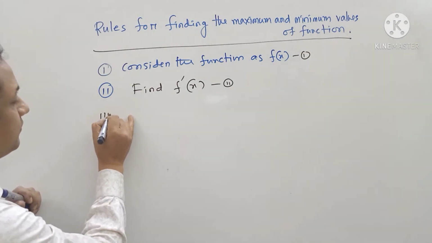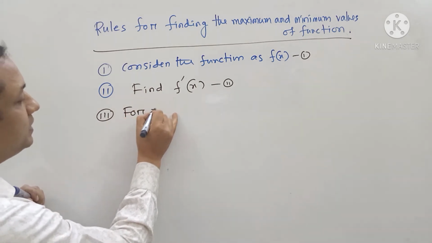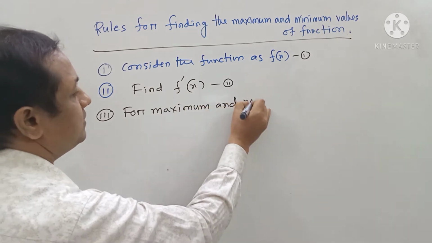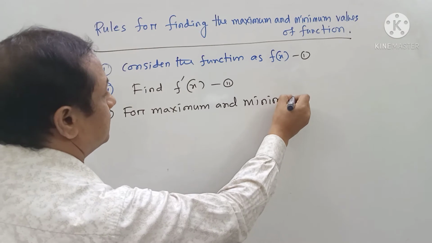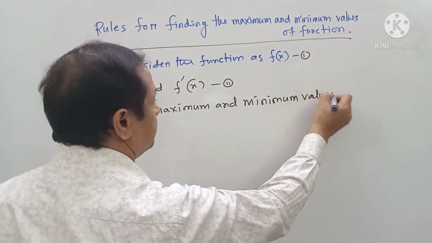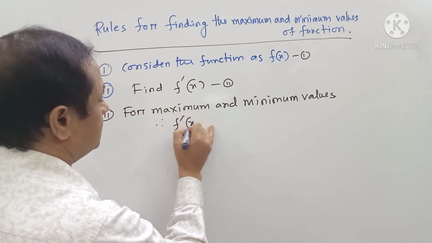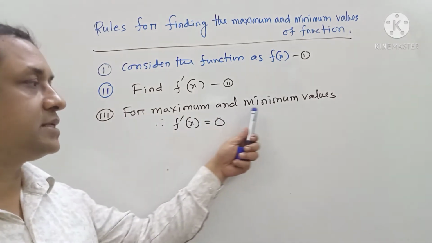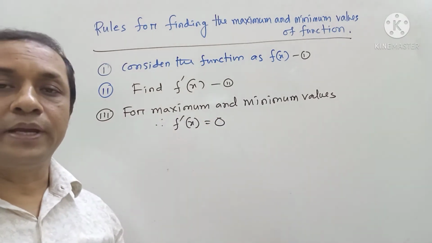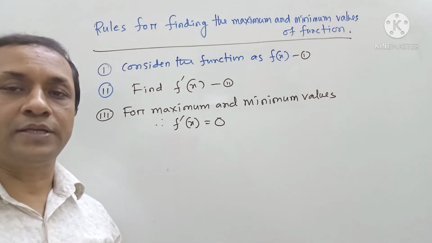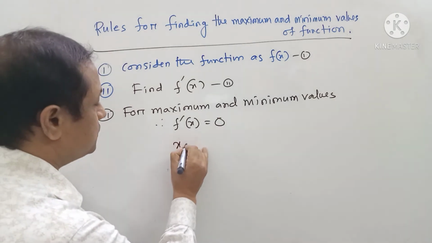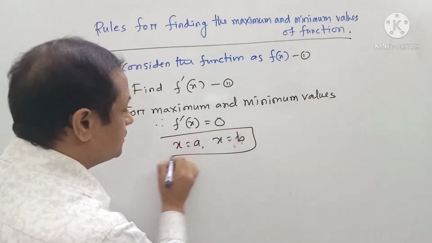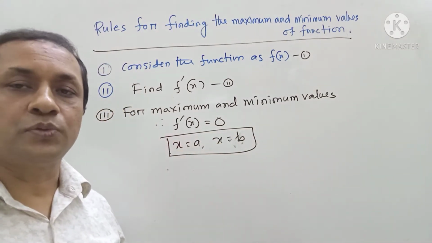And condition number 3: for maximum and minimum values, set f prime x equals 0, then find the value of x. So let x equals a and x equals b. Suppose the values of x are x equals a and x equals b.